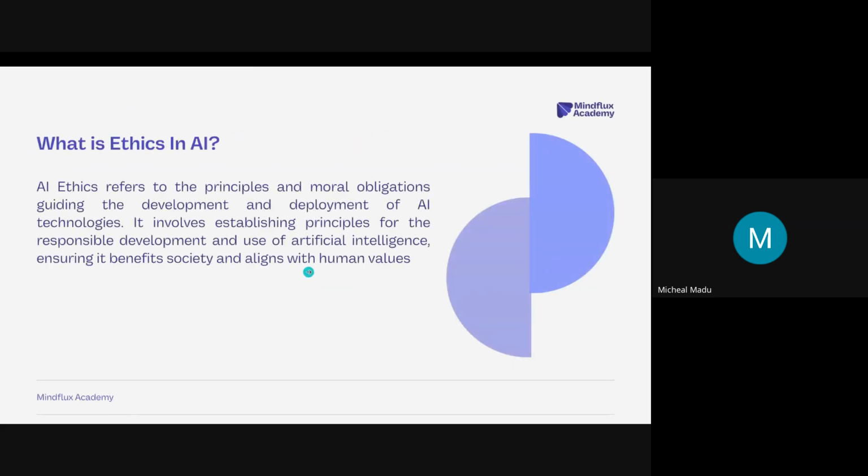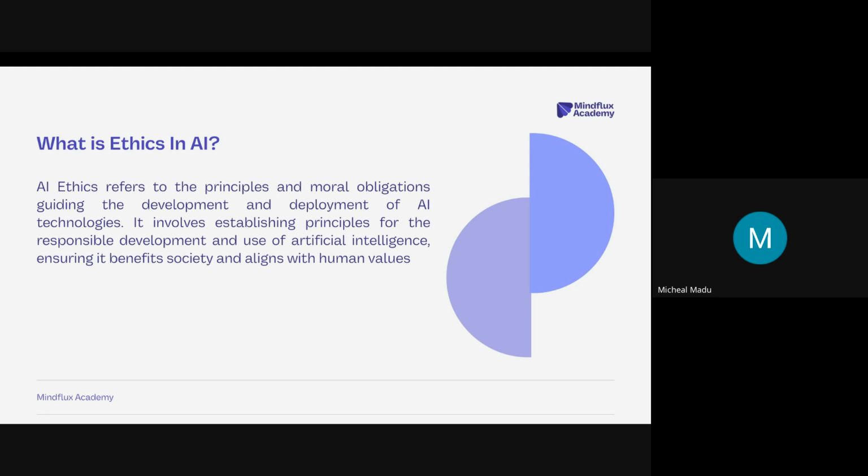What is ethics in AI? AI ethics refers to the principles and moral obligations guiding the development and deployment of AI technologies. So these principles could be fairness. An AI technology has to be fair. It has to respect users' privacy, and so on and so forth. So these are the principles that guide these things.